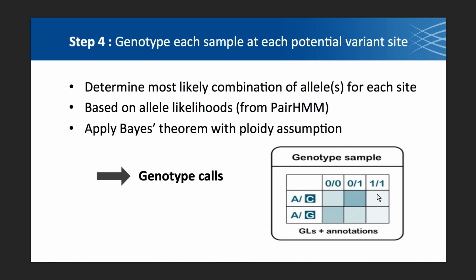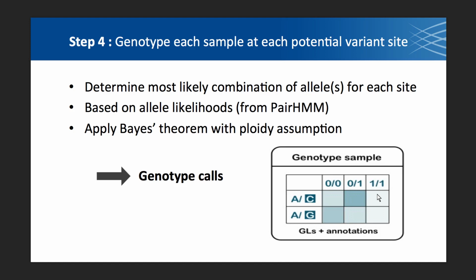And so step 4 is going to be outputting the genotype for each sample at each of these sites that we've now broken our likelihoods down into. So we want to determine the most likely combination of alleles for each site. We're going to go through diploid genotyping examples because that's what we see in humans, but it's extensible relatively easily to organisms with higher ploidy.